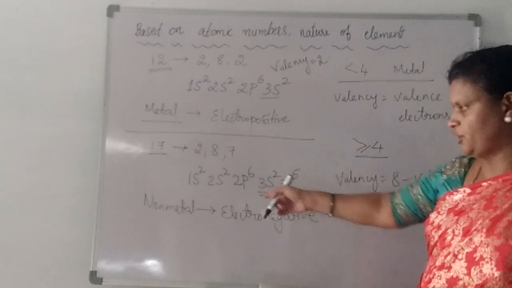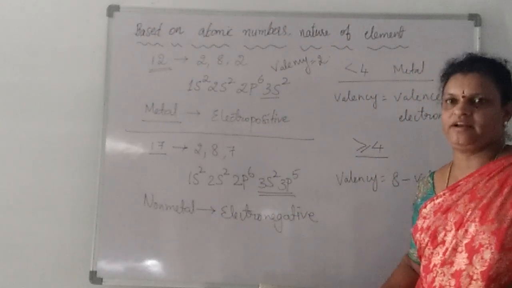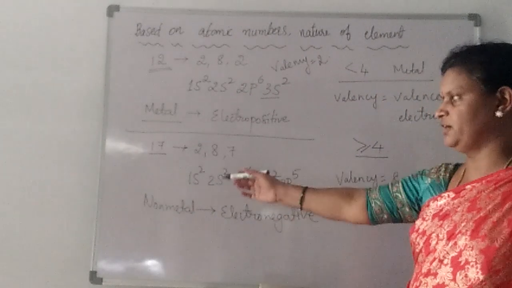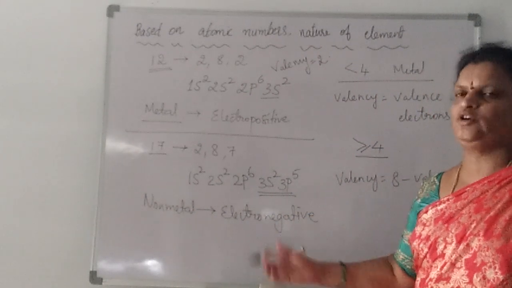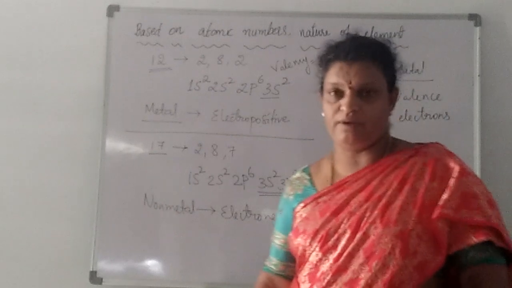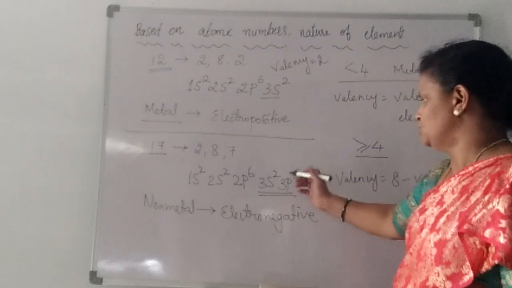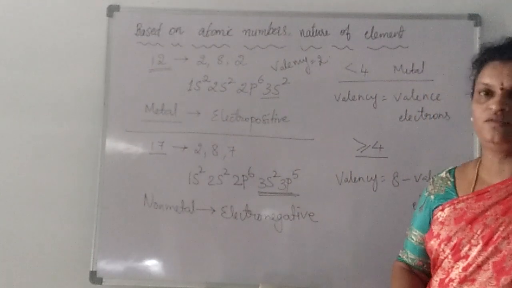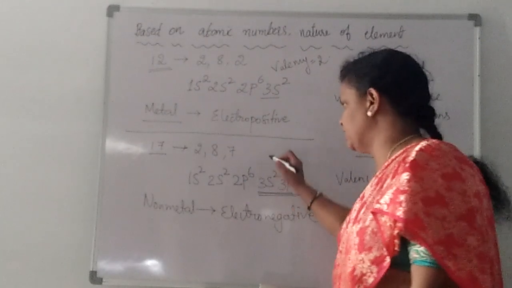Same like that. If you come to this element, atomic number 17, how many electrons do we have here? 7 electrons. We already know that this element is nothing but chlorine. Without knowing the name of the element also, we will be able to say easily. So how many electrons are there? 7 are there. Valence electrons are greater than 4. So that is why, what will we write here?